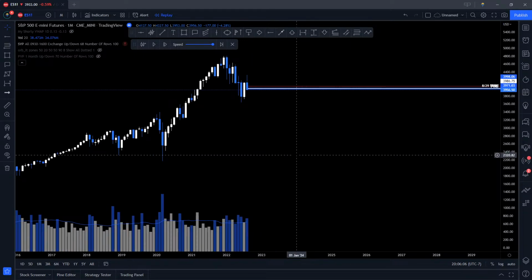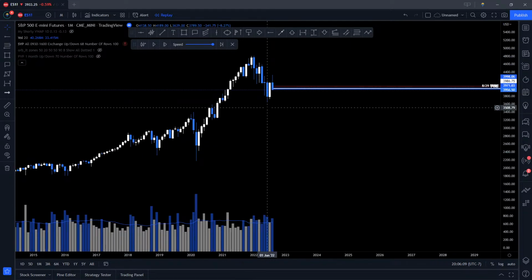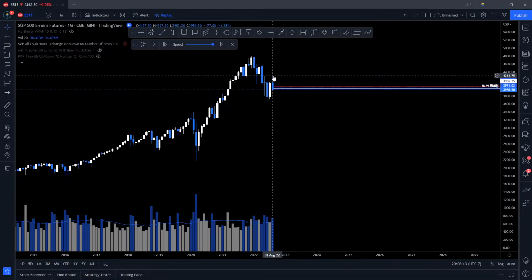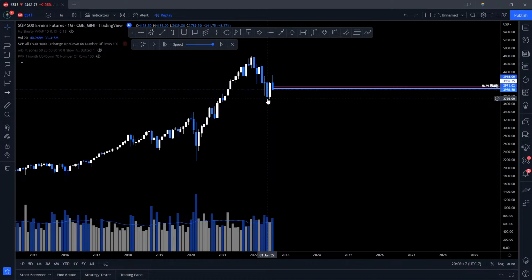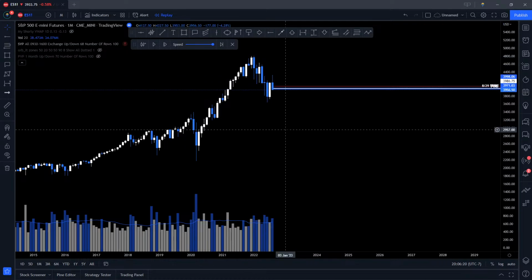From here, we know that we're in a downtrend. We've made a lower low, and now we've made a lower high, right? Or you could even say lower low, lower high, lower low, lower high. So we're trending down.